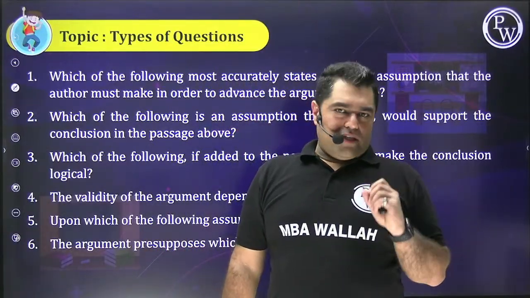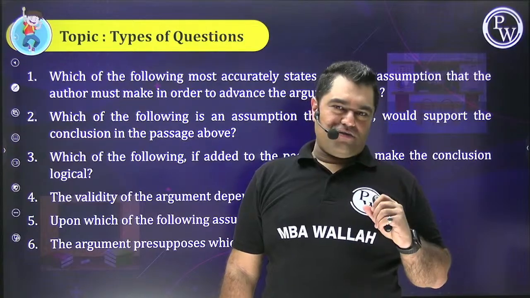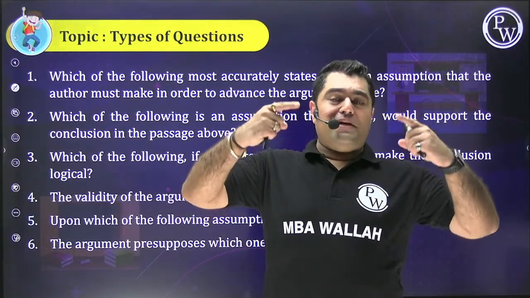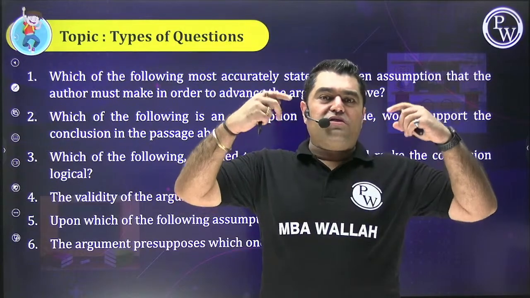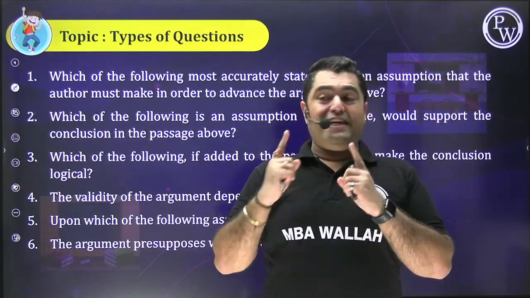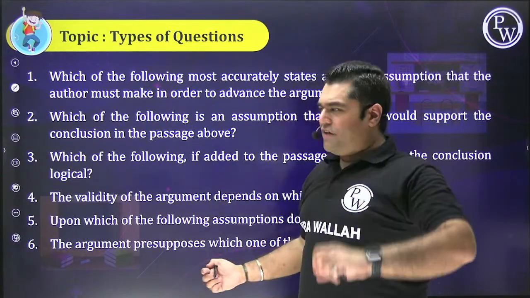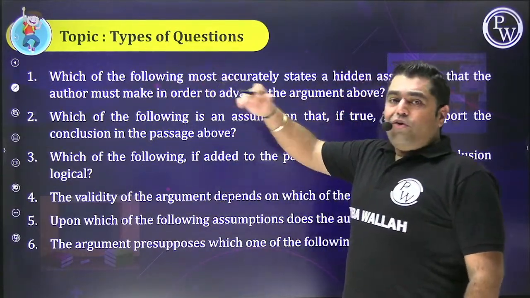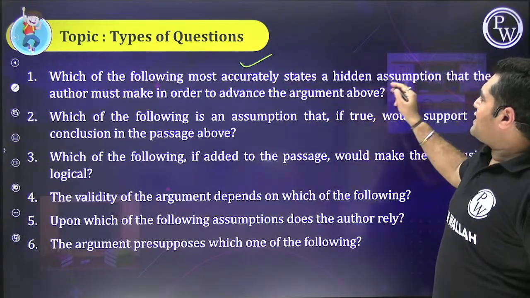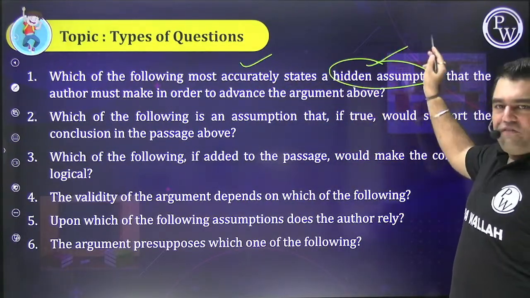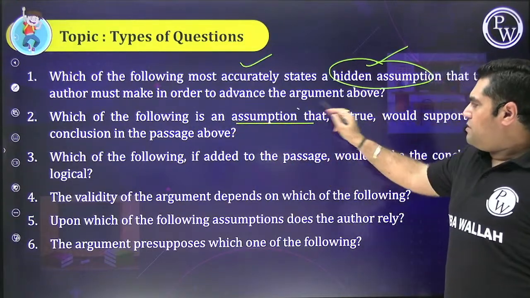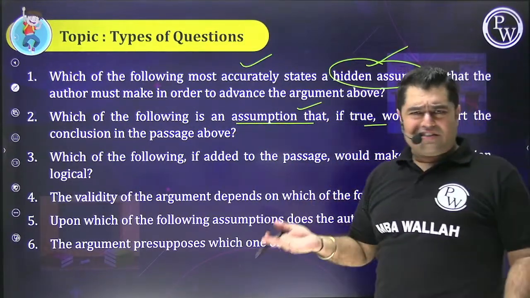In GMAT Focus Edition, when you get your verbal section and you get your CR questions, more often than not, my students and aspirants will get confused. Sir, what category does this belong to? So don't get confused. That's why I've given you a full possible list. Stay with me. How do you know a question is based on assumption? Which of the following most accurately states a hidden assumption? Perfect. The author must make. Which of the following is an assumption that if true would support? Perfect, perfect. This is assumption.